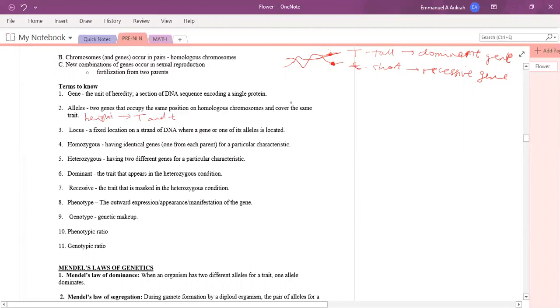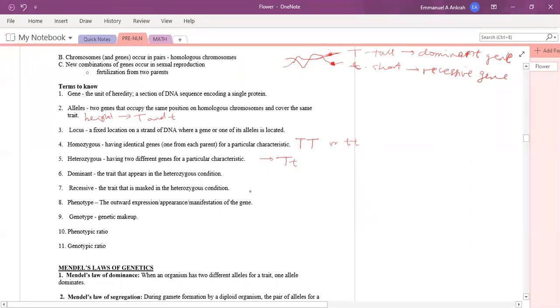So if I take something like height, if the person has 2 dominant genes, T and T, then the person is homozygous. Or if the person has lowercase t and lowercase t, then the person is homozygous. Same genes at the locus. Heterozygous means 2 different genes. So you can have uppercase and lowercase. Then this person will be a heterozygous individual, with 2 different characteristics.